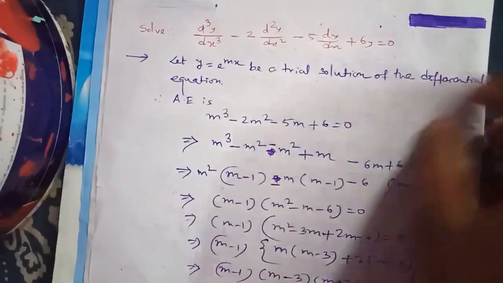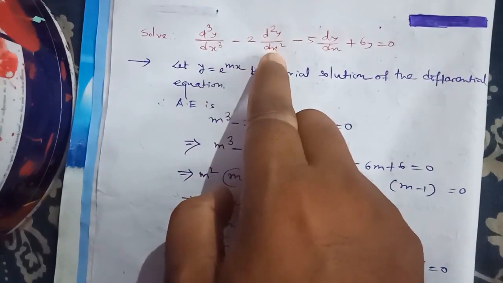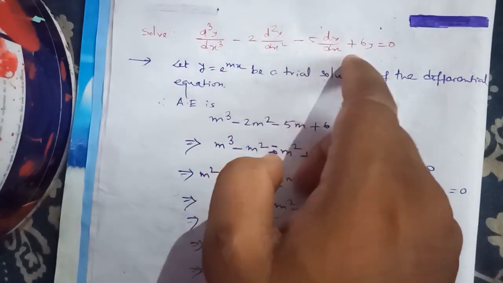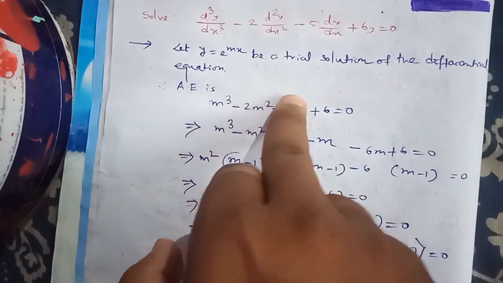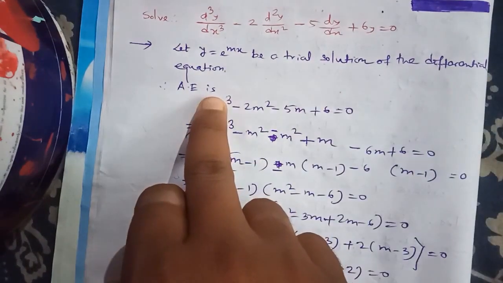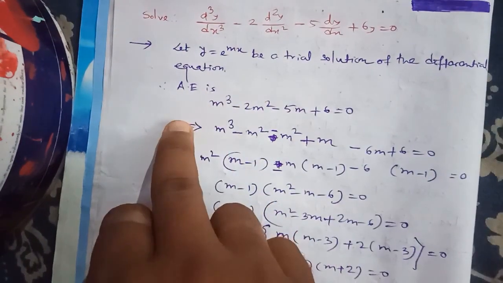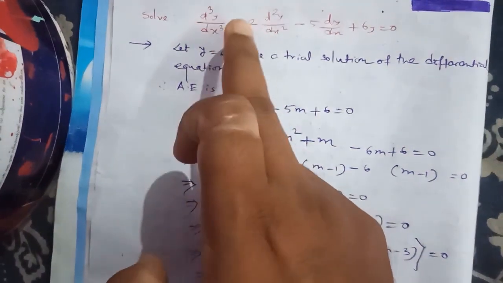There's another problem. Let's see. Solve d³y/dx³ − 2 d²y/dx² − 5 dy/dx + 6y = 0. Now for this problem, similarly, let us assume y = e^(mx) to be a trial solution of the differential equation. So what will be the auxiliary equation?